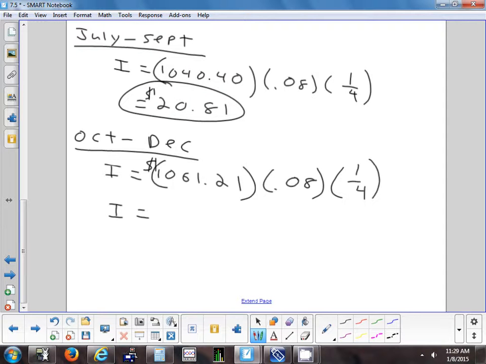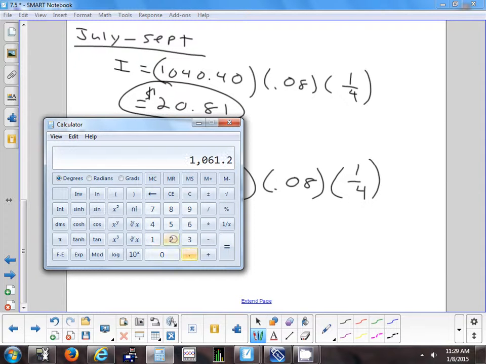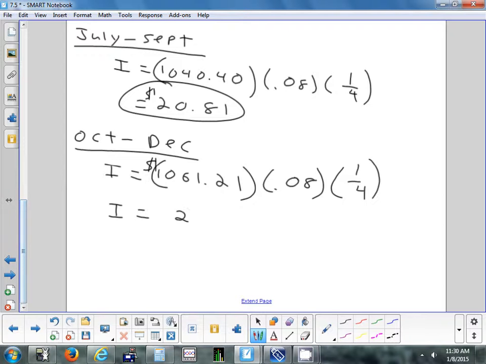Okay, let's see what we make for interest here. So 1,061.21 times 0.08 times a quarter. So this month we make $21.22.